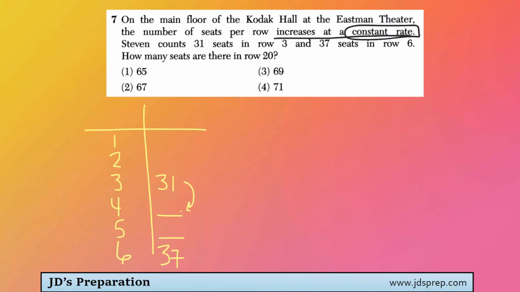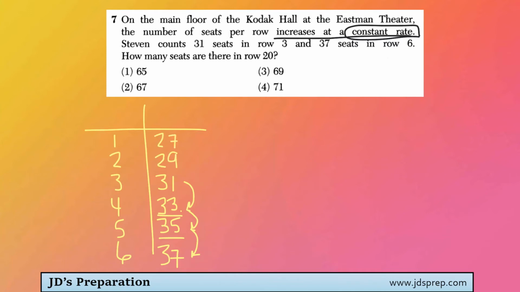From 31, we're going to be adding something, but then you add the same amount 2 more times to get 37. So I can tell pretty quickly that that something is 2. You're going to be adding 2 in each case. Going backwards, for example, the second row would have 29 seats and the first row would have 27.